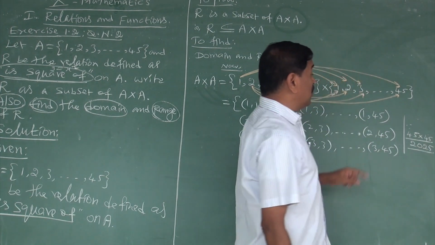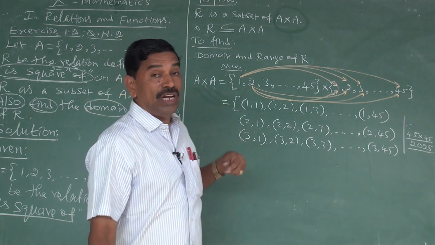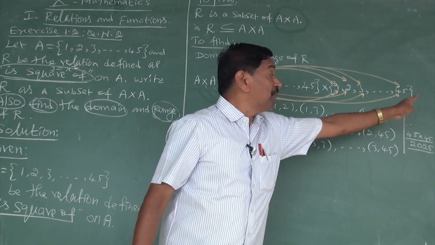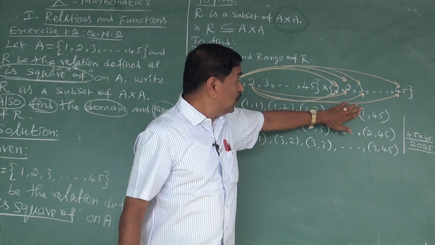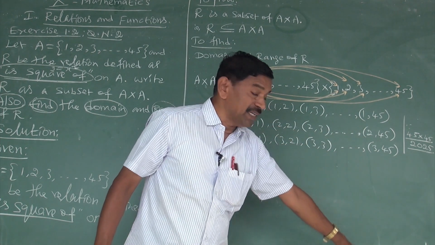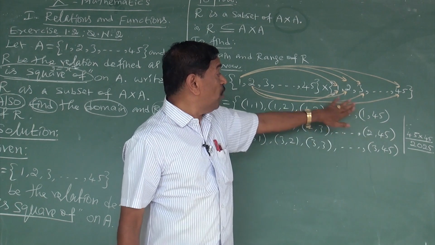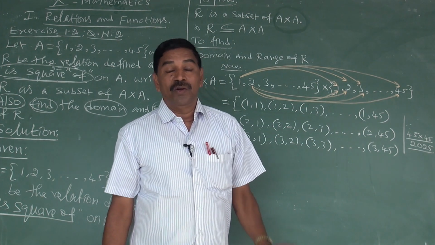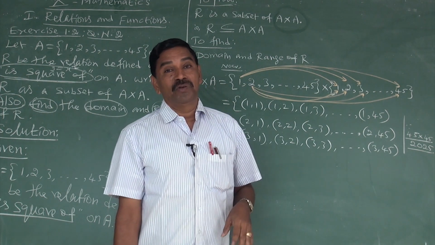45 square is equal to 2025. So here A cross A contains totally how many ordered pairs? Very good, 2025 ordered pairs are there. So A cross A contains totally 2025 ordered pairs. And if we write all the 2025 ordered pairs for A cross A, it takes definitely 20 minutes. But the government provides you only 3 hours to write the exam.